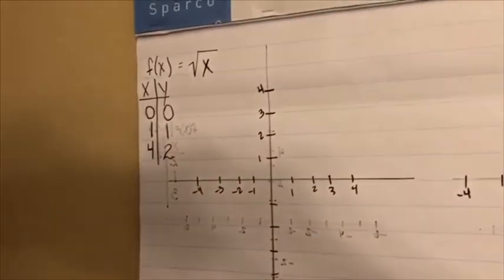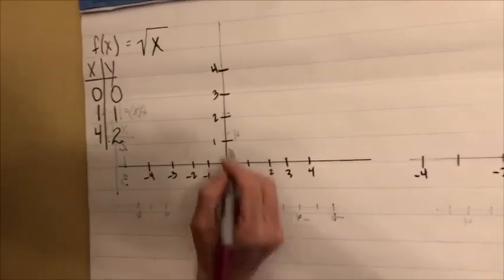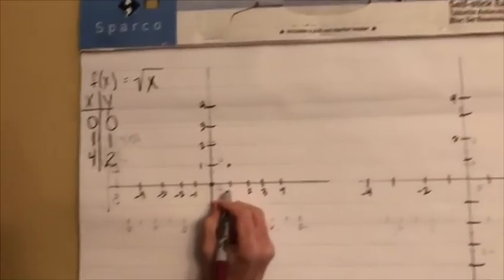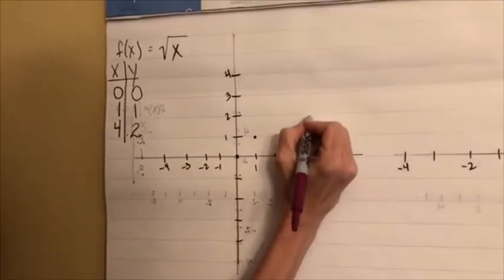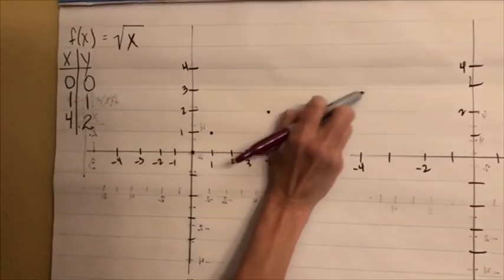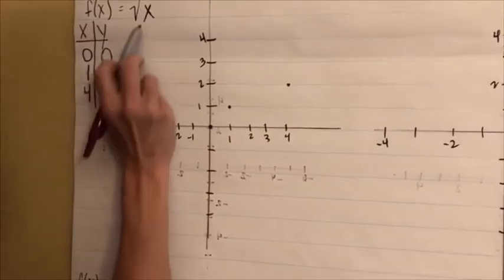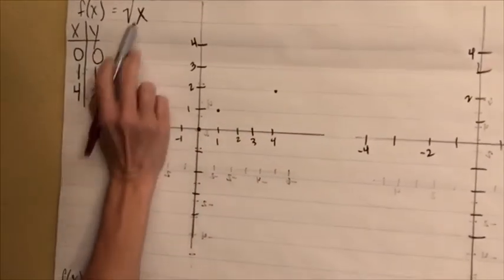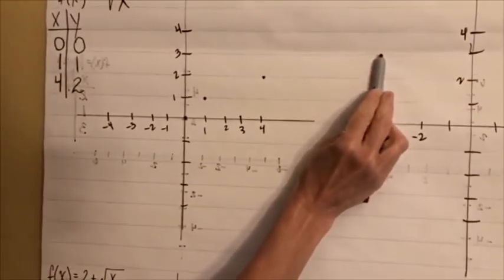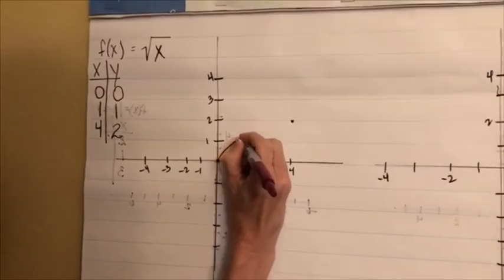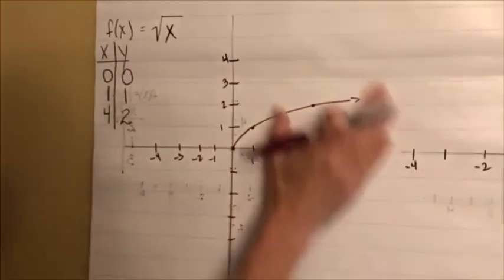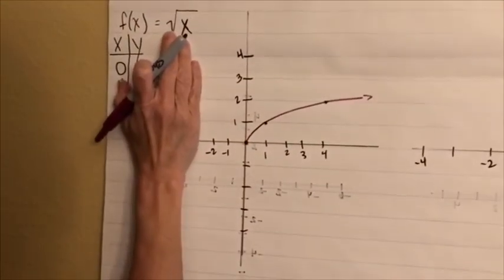All right, let's go ahead and graph this. So when x is 0, y is 0. When x is 1, y is 1. And when x is 4, y is 2. So we can kind of see this graph is going to level off a little bit. So the next perfect square that we can think of would be 9. So when x is 9, y is 3. So you can see how that graph starts off a little sharp, but then it levels off a bit. Okay, so this is our basic graph of a square root function.